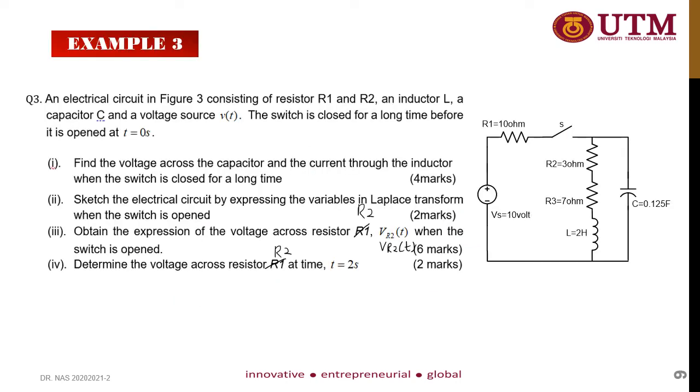Okay, let's look at example 3. An electrical circuit as shown in the figure consists of R1 and R2, an inductor, a capacitor, and a voltage source. The switch is closed for a long time before it is opened at t equal to 0. So this switch is open, you can see the arrow. It is opened at t equal to 0 seconds. Before that, meaning at t less than 0 seconds, the switch is closed.